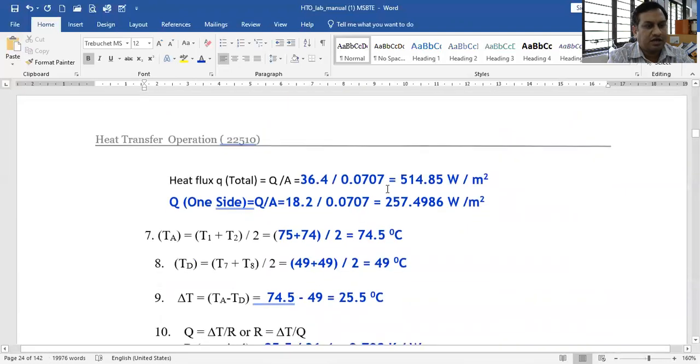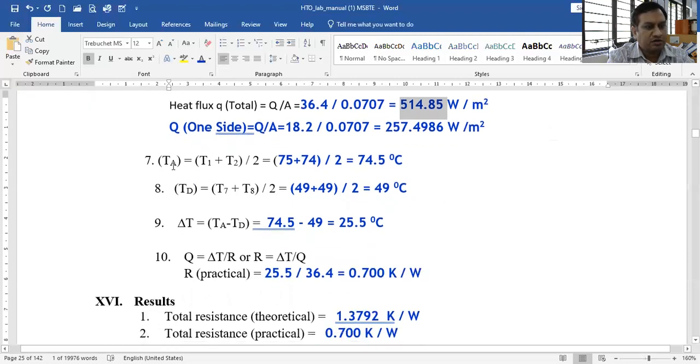Now the heat input Q is equal to V into I, that is 70 into 0.52, 36.4 watt, and we can calculate the heat flux, that is the rate of heat transfer with respect to area, so Q by A. Q is 36.4, area is 0.0707. We can calculate the heat flux as 514.85 watt per meter square. And for one side, we can calculate it as 257.49.